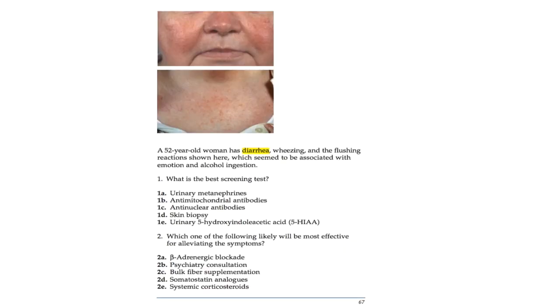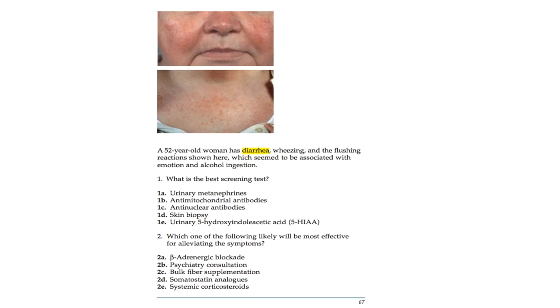To keep things fresh and exciting, let's do an OSCE question. So we have a 52-year-old woman with diarrhea, wheezing, and flushing reactions shown here, which seem to be associated with emotion and alcohol ingestion. So what is the best screening test? Is it urinary metanephrines, antimitochondrial antibodies, antinuclear antibodies, skin biopsy, or urine 5-hydroxyindole acetic acid?